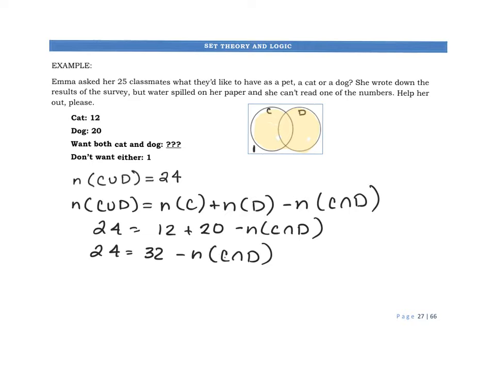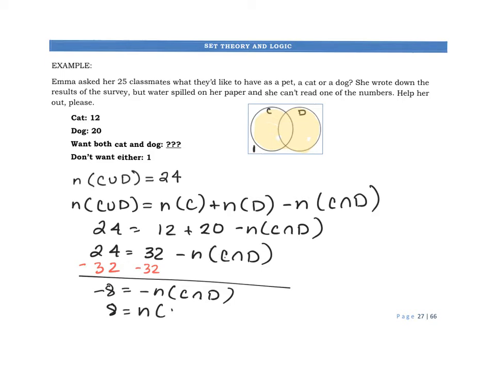Okay, so if we subtract the 32 from both sides, that's going to give us negative 8 equals negative cardinality of the intersection of C and D. And then dividing both sides by negative 1, I get that the cardinality of the intersection of C and D is 8. So that means 8 people want both a cat and a dog.